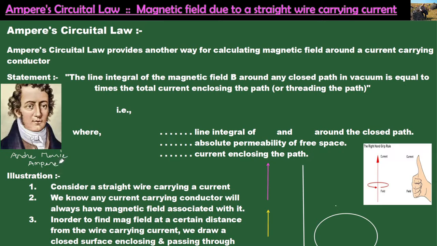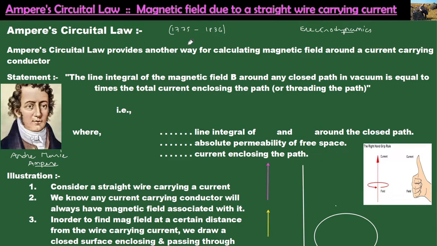We know that the SI unit of current is Ampere. The main contribution of André Marie Ampere was immense, in the field of physics and chemistry, in which he founded the science of electrodynamics. So these are the contributions of André Marie Ampere. He was born in the 18th century, in the year 1775, and he died in the 19th century, roughly around 1836.